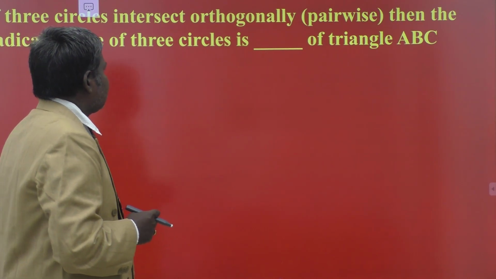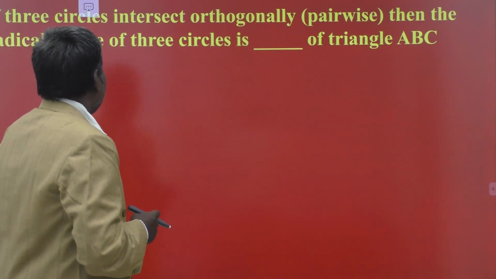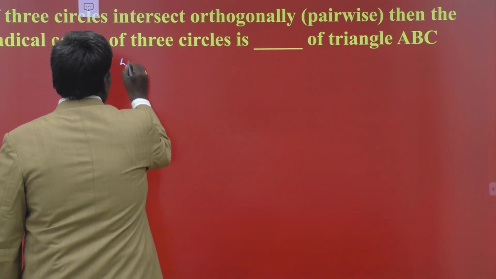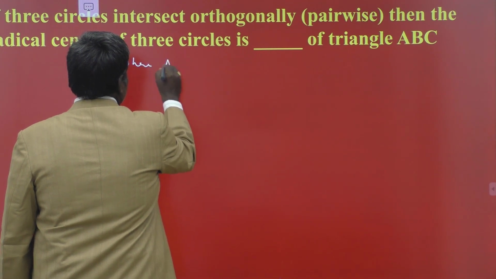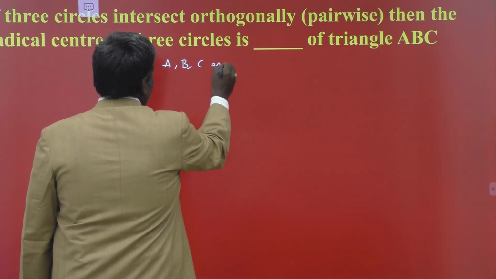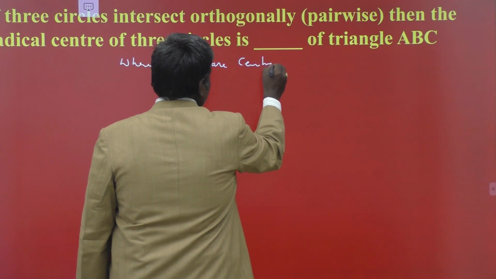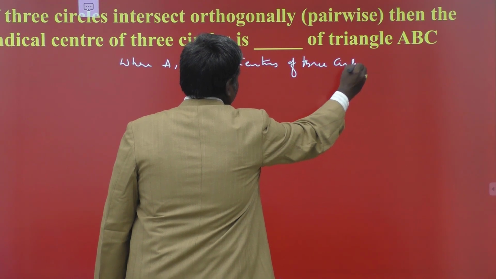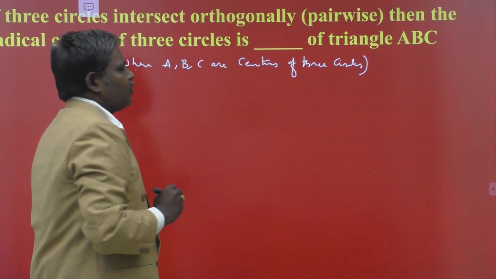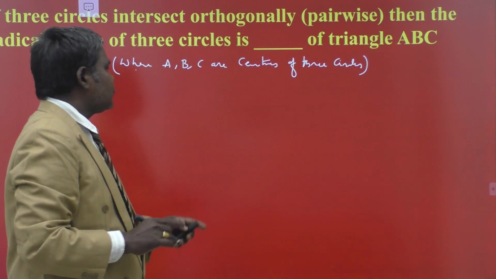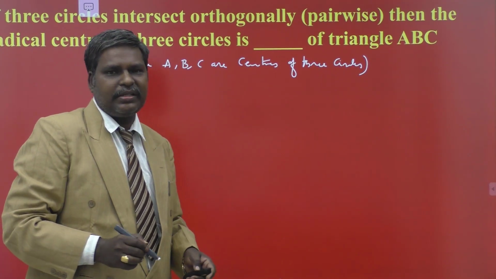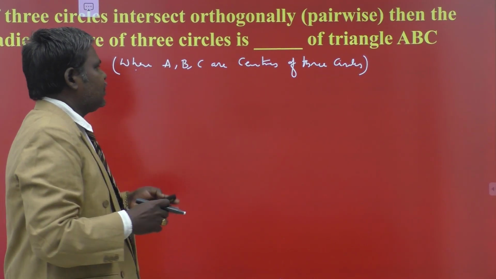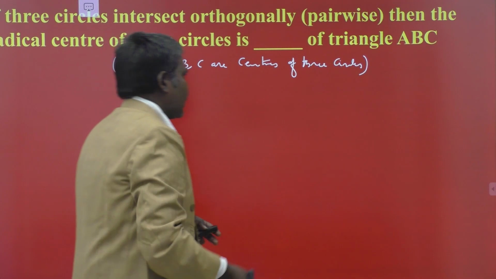So three circles intersect orthogonally. Then the radical center of the three circles is dash of triangle ABC. What are ABC? Where ABC are centers of the three circles. It is also given to you. So there are three circles intersecting orthogonally pairwise. Their centers are ABC respectively. Then the radical center of the three circles is what for the triangle ABC?